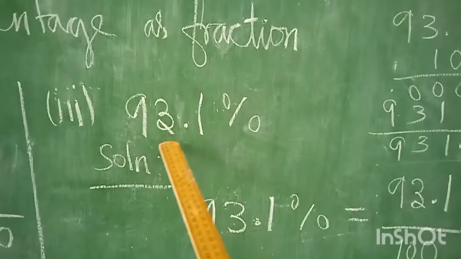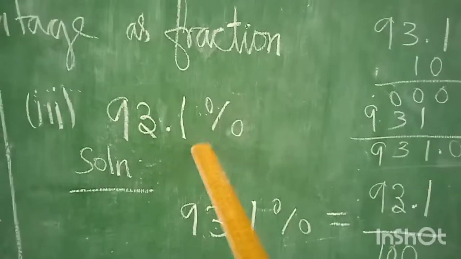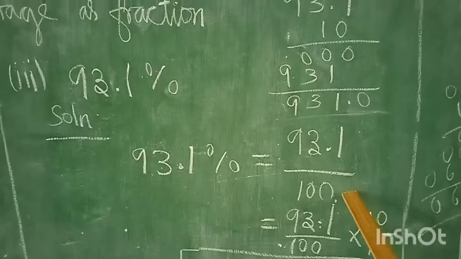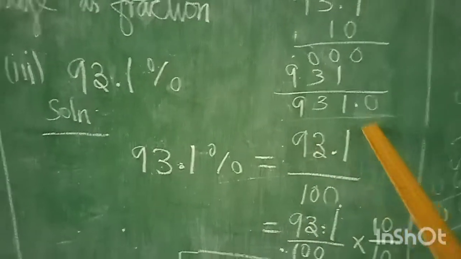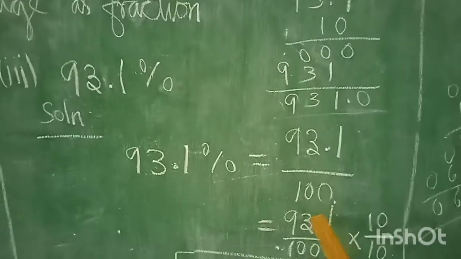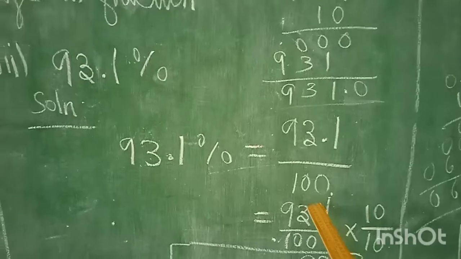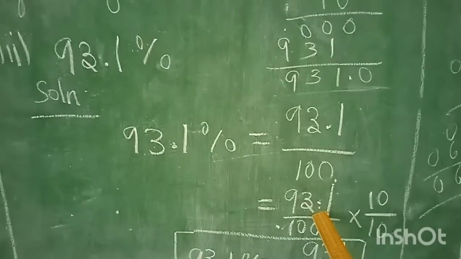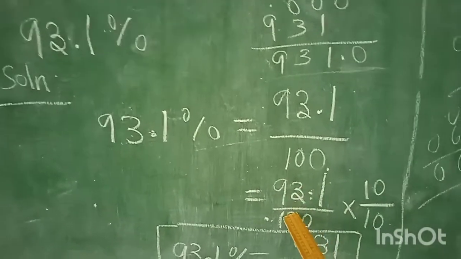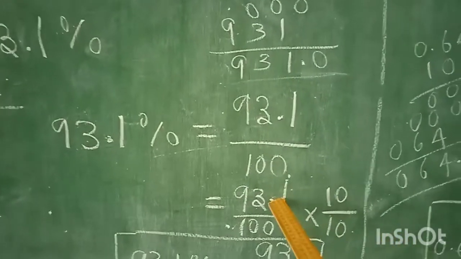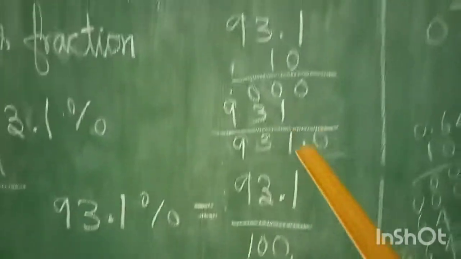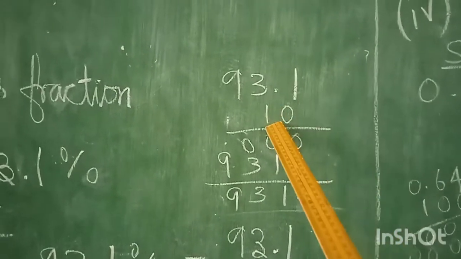Third sum, 93.1%. That is, one decimal point is there. Okay, first you directly write out of 100. Okay, 93.1 percent means out of 100. So, out of 100 you are writing. After that, we have to remove this decimal point. For that, what can we do? After the one digit we have the decimal point. So, if we multiply with this 10, you can remove this decimal point. Okay, see here, 93.1 you are multiplying with 10.